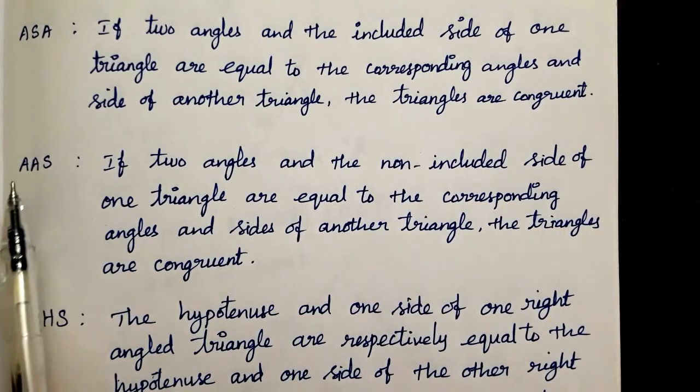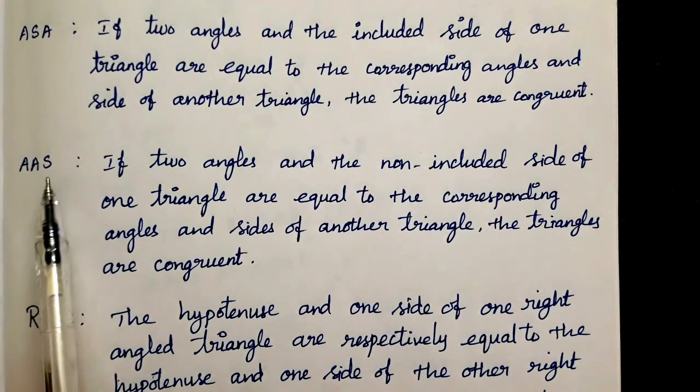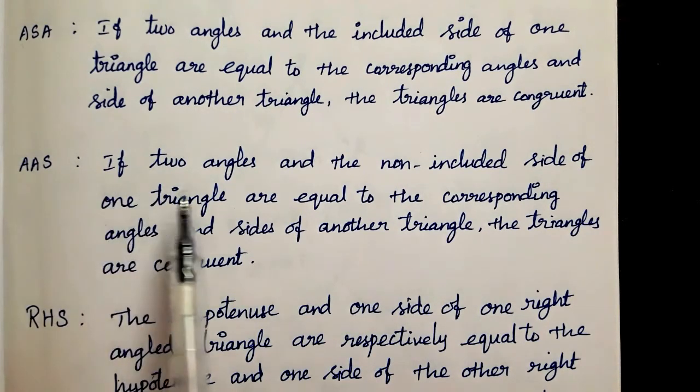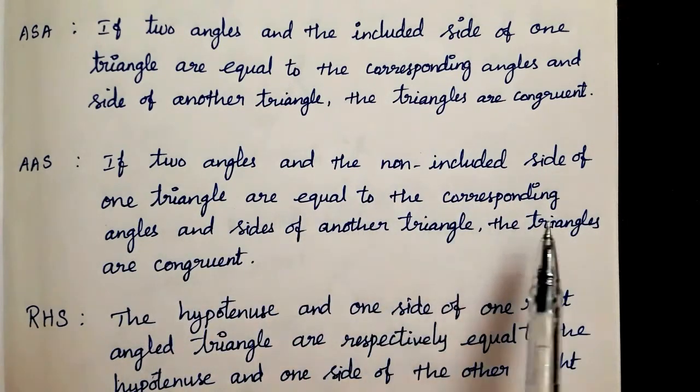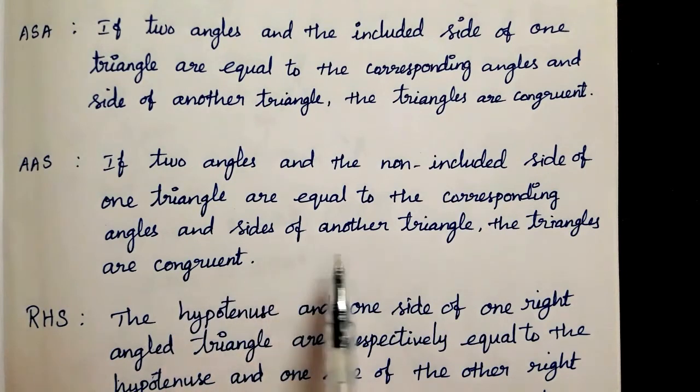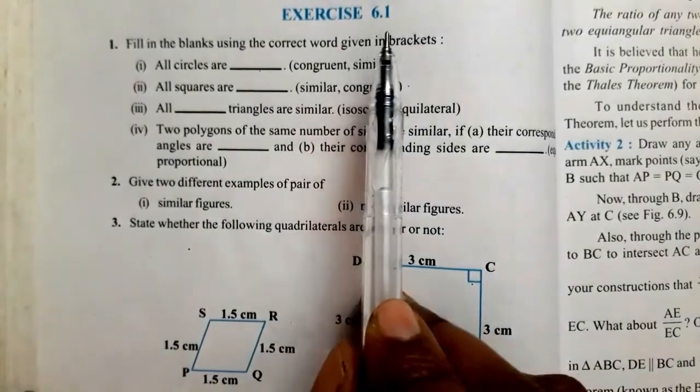And next one, AAS congruence. Here AAS stands for angle angle side. If two angles and the non-included side of one triangle are equal to the corresponding angles and side of another triangle, the triangles are congruent. Next one, RHS congruence. Here RHS stands for right angle hypotenuse side. The hypotenuse and one side of one right angle triangle are respectively equal to the hypotenuse and one side of the other right angle triangle. The triangles are congruent.